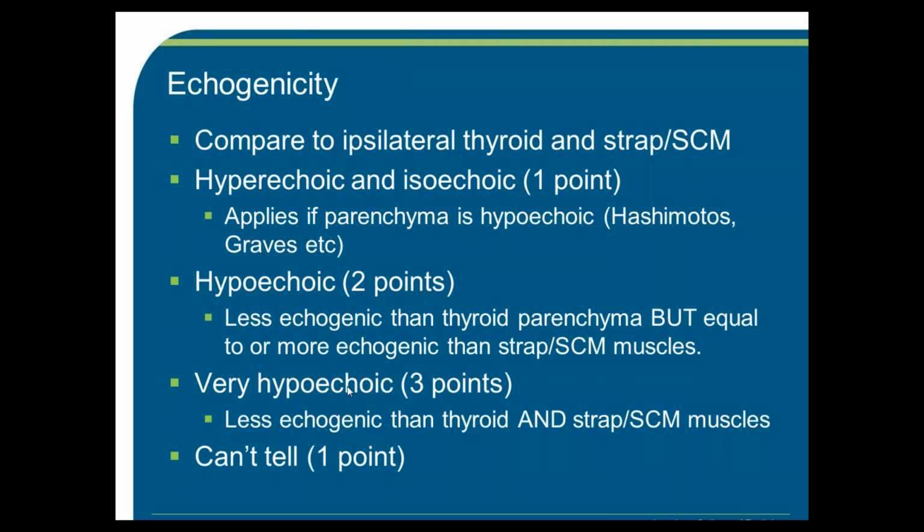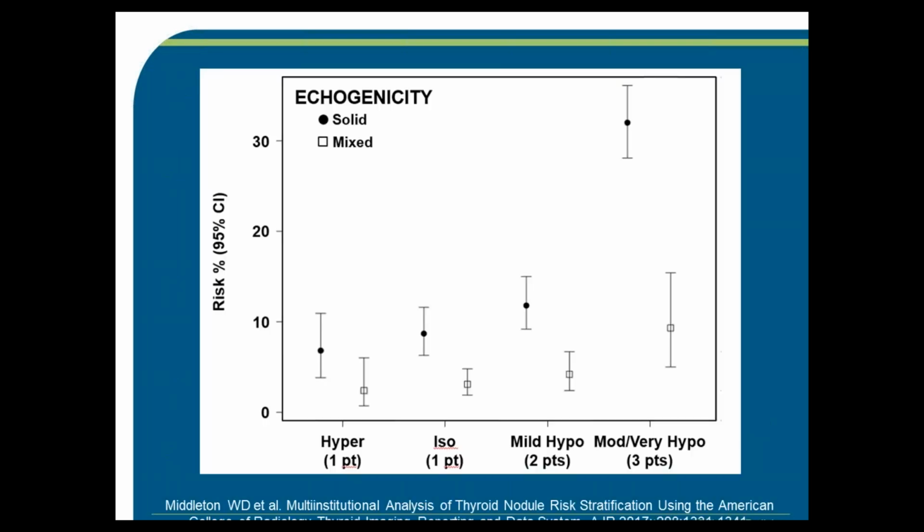Very hypoechoic nodules are less echogenic than the thyroid and less echogenic than the overlying musculature. They get 3 points, and if you can't tell the echogenicity, then you assign 1 point. So here's that same graph. You can see that as the point totals go up, the risk of malignancy goes up, and these are divided into solid nodules and into mixed solid and cystic nodules.